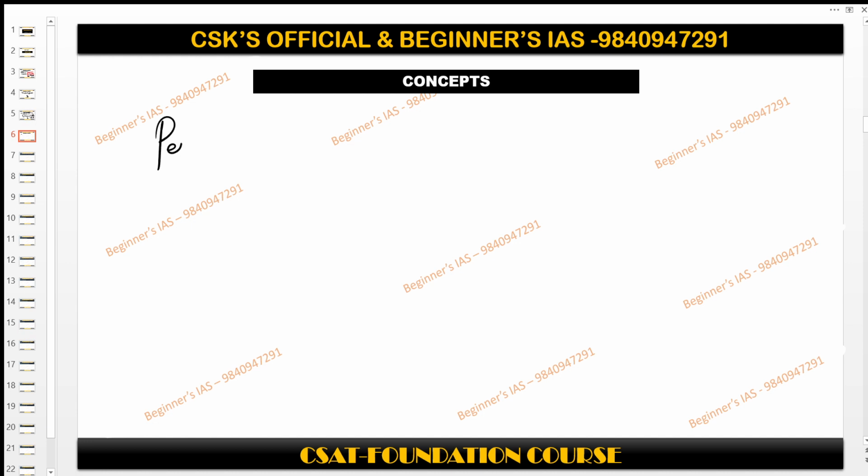Percentage change in a quantity. So this is the topic here. Percentage change. Have you come across this kind of question before? No, sir. Percentage change in a quantity. This is one type you can learn.